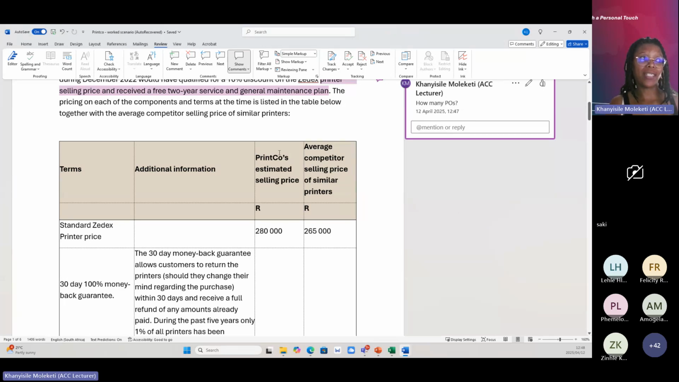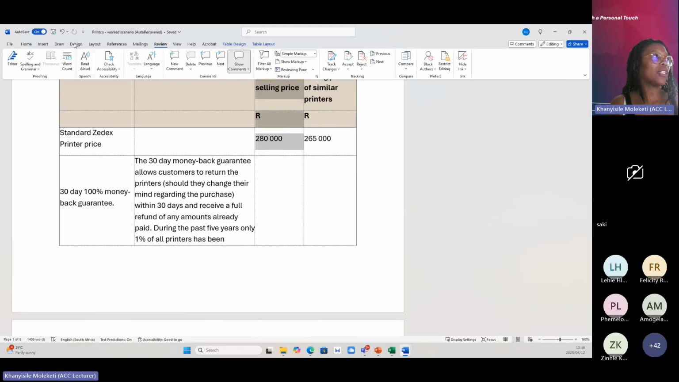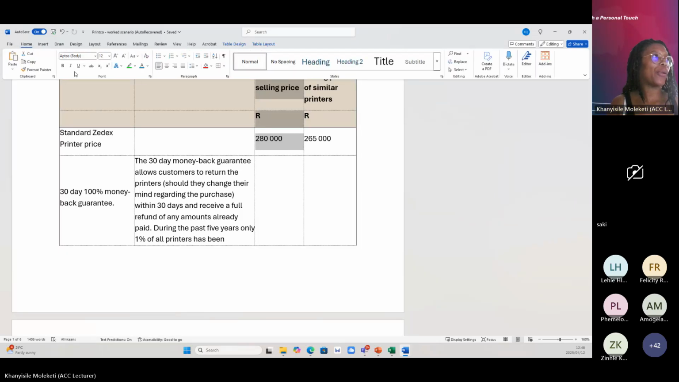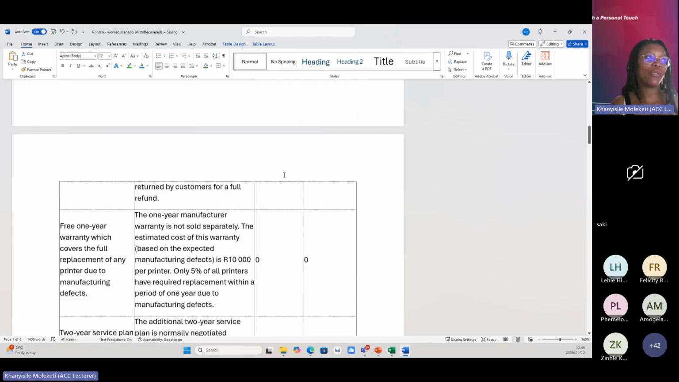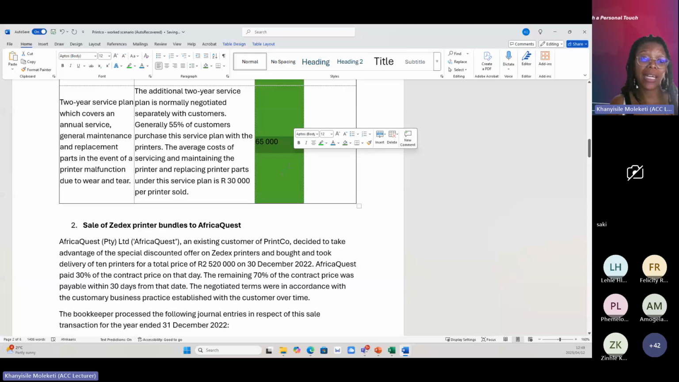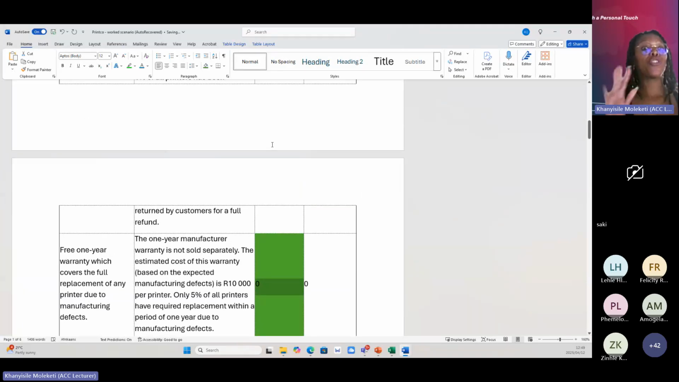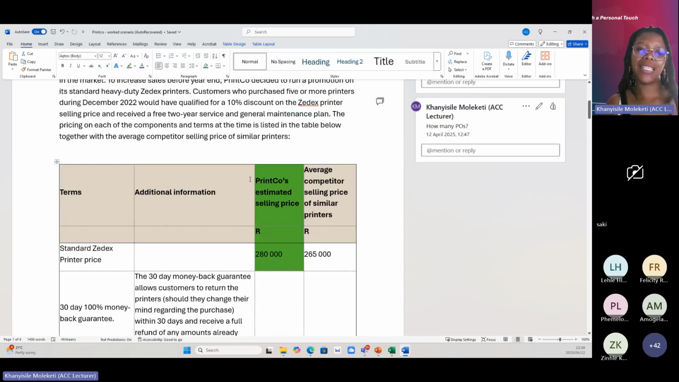And this time we've got an observable selling price. So I would maybe highlight this block so that I know that these are the amounts I'm going to use. Printco's actual estimated selling price, because we have them for every single item. So when we need to allocate to the POs, assuming these are all POs, we are going to use Printco's estimated selling price for that purpose. It represents a standalone selling price. Okay?